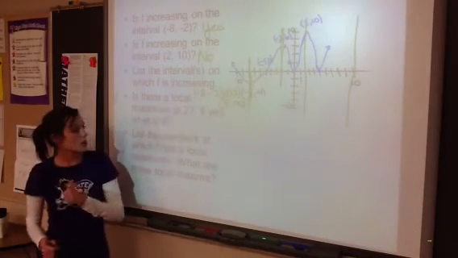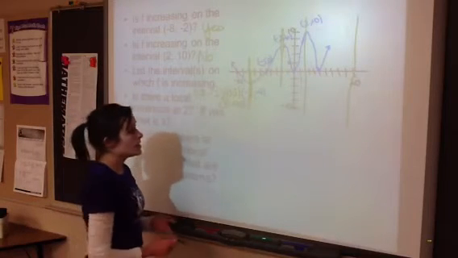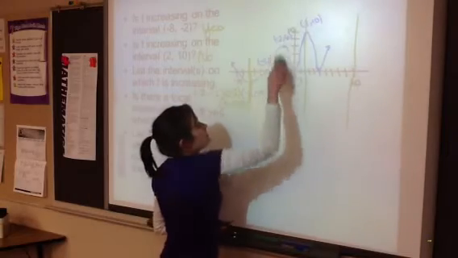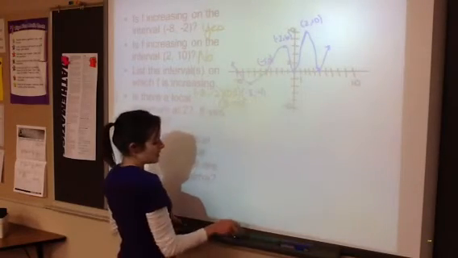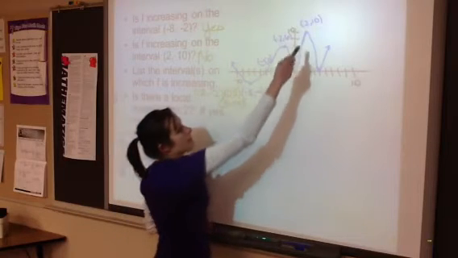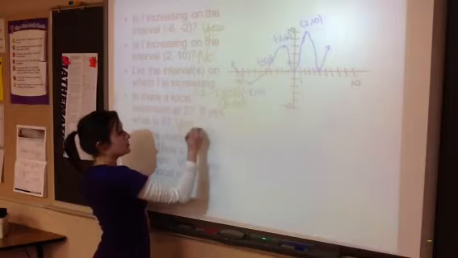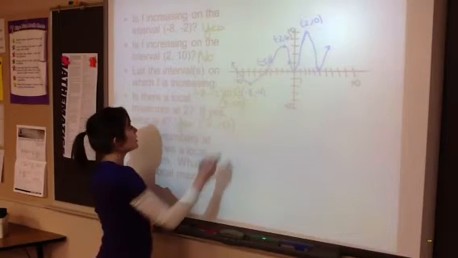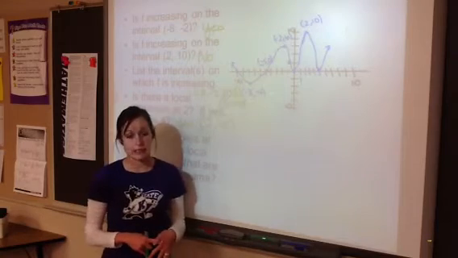They want to know if there's a local maximum at 2. If yes, you're supposed to state what it is. So if we look at x equals 2, is there a high spot? And your answer is yes, right there. So yes, and you want to list the ordered pair of 2, 10. So a local maximum is your hill or your valleys.